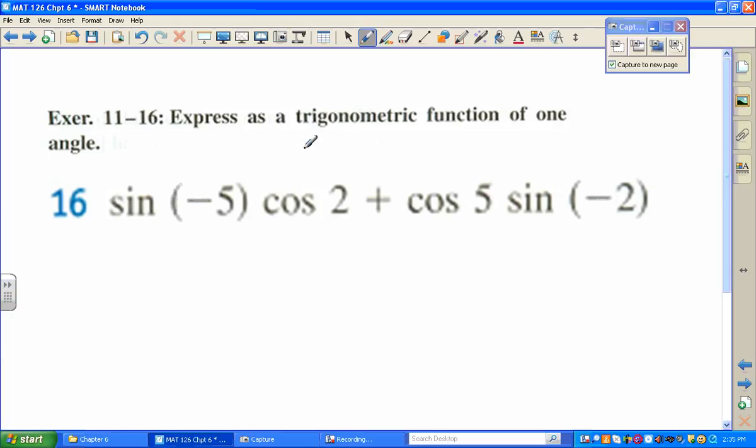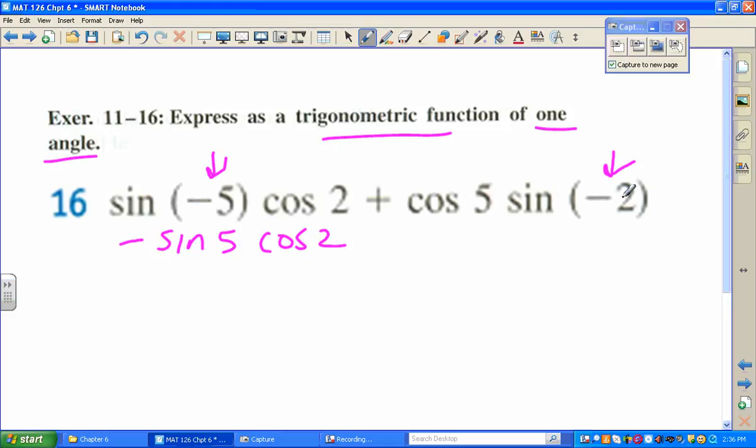So on this one, express it as a trig function of one angle. Does anybody see anything, first of all, about the angles? Yeah, they've got negatives. You've got to get rid of those. So if there's a negative in the sine, where does it go? Out in front. Negative sine of 5, cosine of 2. And this one also goes out in front, doesn't it? Minus cosine of 5, sine of 2.